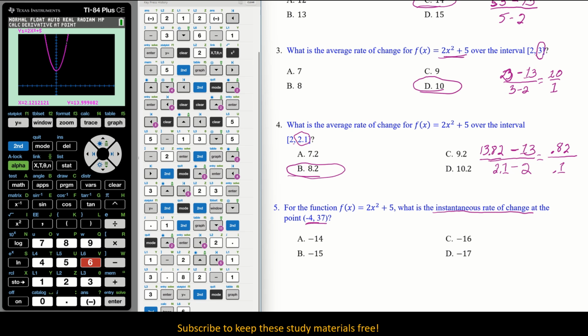Okay. It says at the top, calc derivative at point. That means calculate my first derivative at that point. So when you have it on the screen, I know that my x value I need is -4. I want you to type in -4 and push enter. And look at the magic. Right here above your x value, it gives you the derivative. Okay? And that is -16, option C, and that is the value we're looking for.